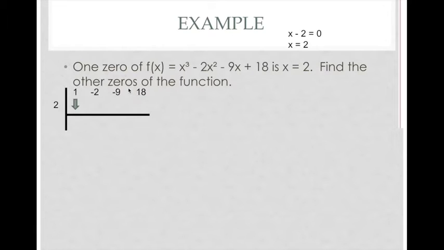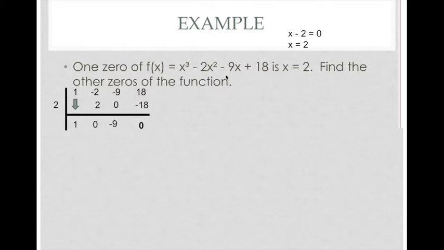So I need to bring down my first coefficient. So 2 times 1 is 2. Negative 2 plus 2 is 0. 2 times 0 is 0. Negative 9 plus 0 is negative 9. 2 times negative 9 is negative 18. 18 plus negative 18 is 0. So this proves that 2 is a root of this polynomial.